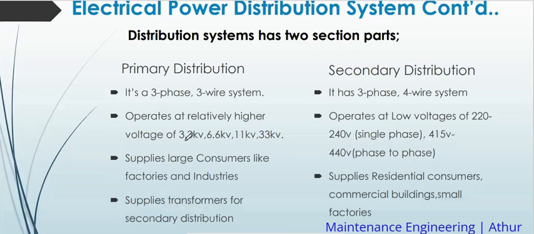There are always three wires, and they carry a three-phase, three-wire system. It operates at a relatively higher voltage of 3.3, 6.6, 11, and 33 kV. Now here in Uganda, we use 11 kV and 33 kV. Generally, these are the feeders that the distribution companies use here in Uganda. We are from the substation now to the transformer. It is 11 kV and 33 kV. This supplies large consumers like factories and industries.